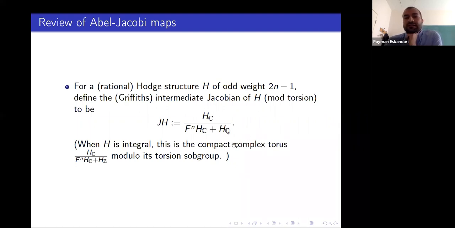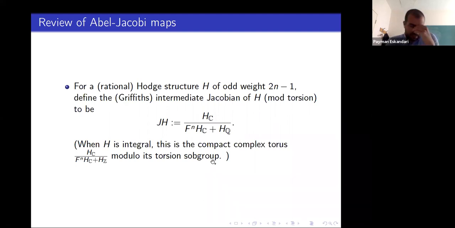In the case that you're working with H^1 of a curve, for example, this would be exactly the classical Jacobian of the curve, if you're taking H_Z here. And then modding out by H_Q would be like taking that compact complex torus and modding it out by its torsion subgroup.